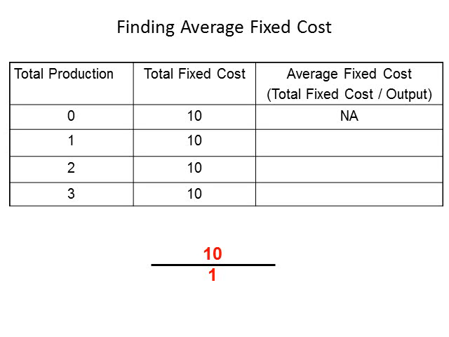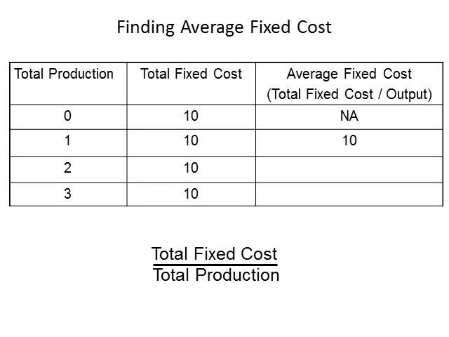Divide 10 by 1, which gives 10. Transfer the 10 to the second row of numbers under the average fixed cost column. Next, let's calculate the average fixed cost for the next row of numbers.